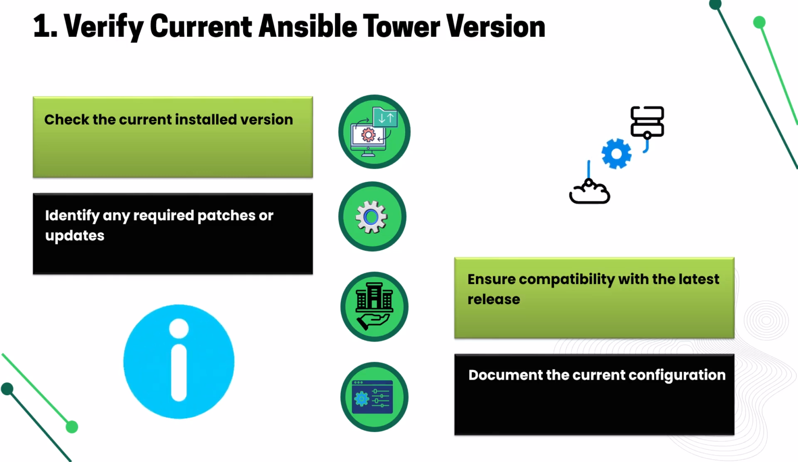Step 1. Know where you stand. Think of it as checking your GPS before a road trip. Knowing your current location helps you get where you're going smoothly. Verify your Ansible Tower version, look for any pending updates, and document your settings so you don't end up losing anything important later. Trust me, future you will thank you.